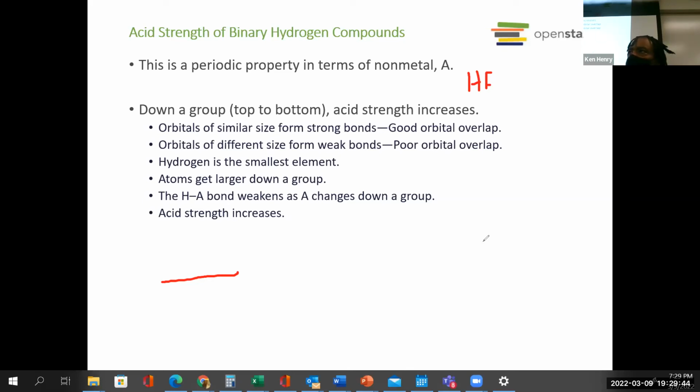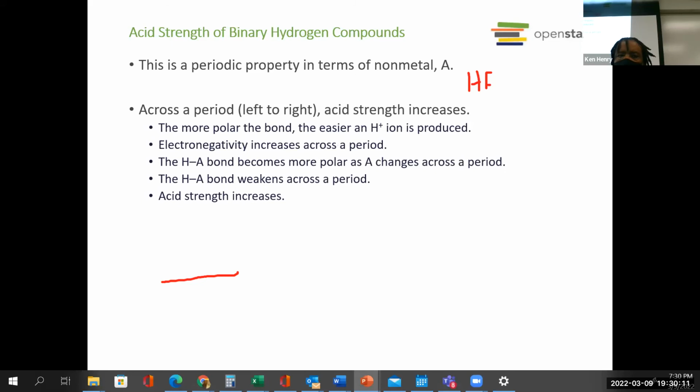Hydrogen, of course, is the smallest element. And atoms that are larger down the group are going to be bigger, exactly, and they're going to be easier to pull that hydrogen off. So the HA bond weakens as A changes down the group, and the acid strength increases. Okay.